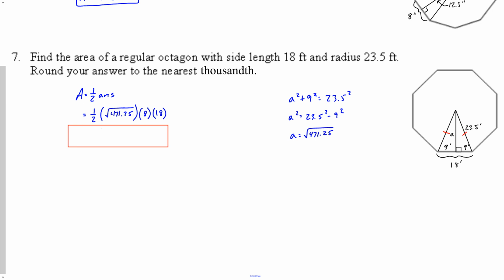Again, always paying attention to directions here. We are supposed to round to the nearest thousandth. Very critical that we follow the directions and give the type of answer that is asked for or that is required. So in this case, 1,562.997 square feet would be the answer that we were looking for.